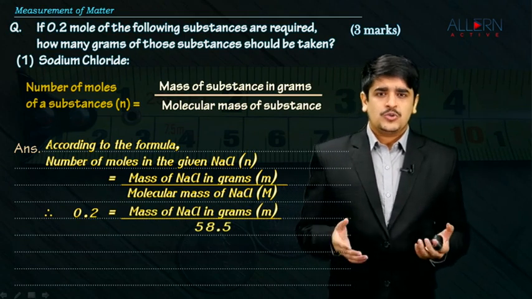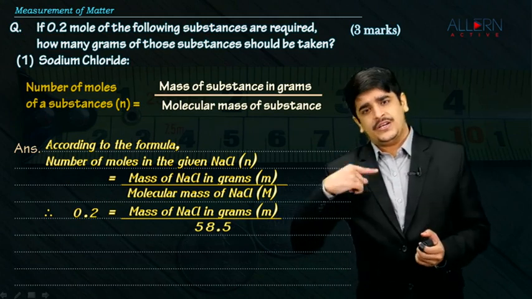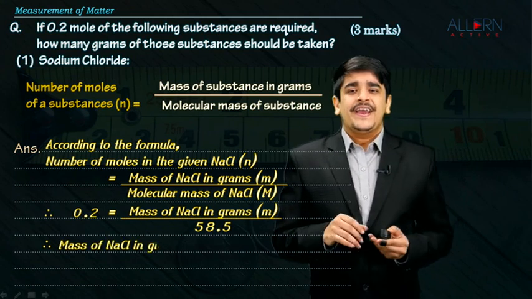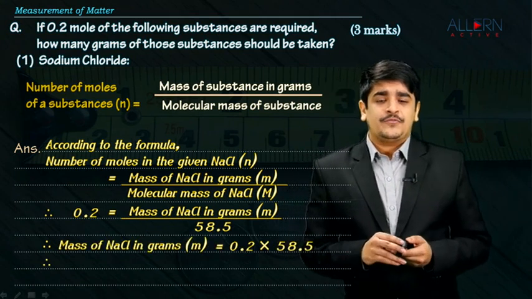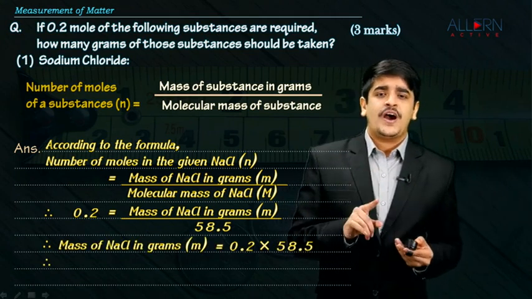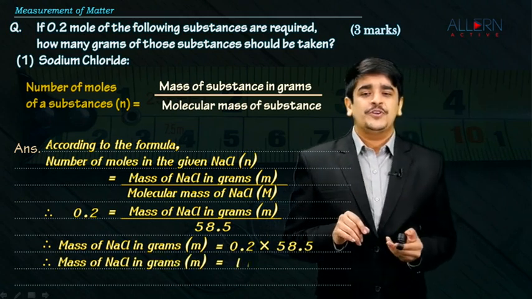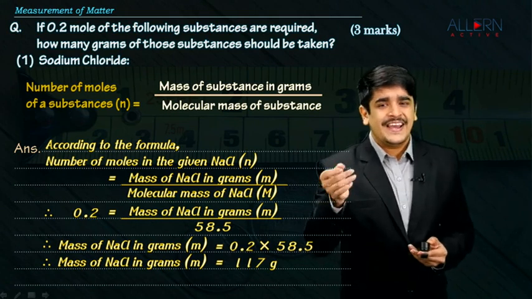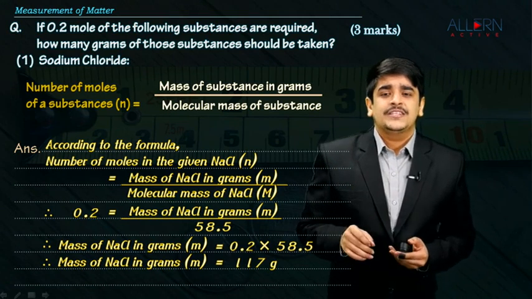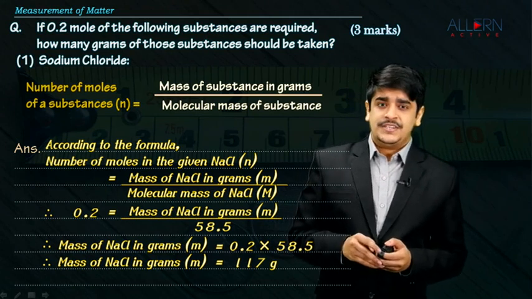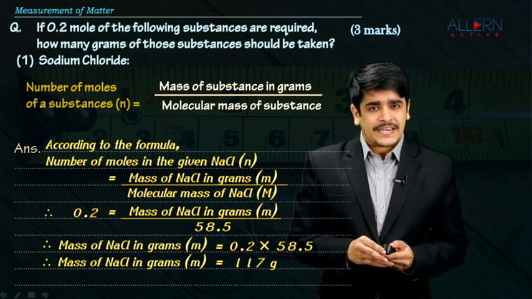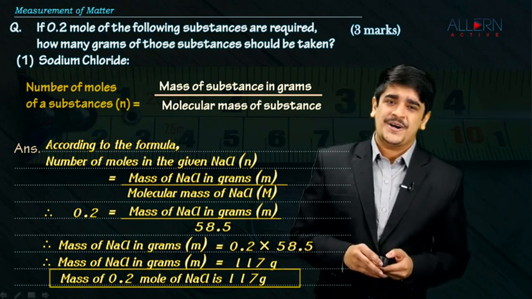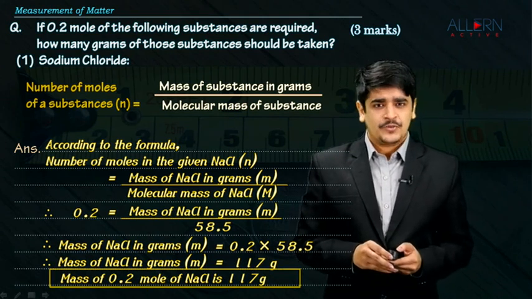It is 58.5. So, to find out, 58.5 should be taken onto the other side and obviously those two figures will get multiplied. Therefore, the mass of sodium chloride in grams that will be required is 0.2 into 58.5, and how much is that? That is going to give me my answer, 117 grams. Is that my answer? Yes. Let's write it down. The mass of sodium chloride in grams which is needed is 117 grams, and since that is the answer that I require, let me write it down once again for you and put it up in a box at the same time.